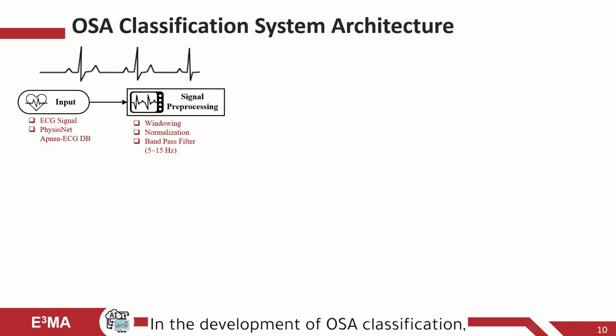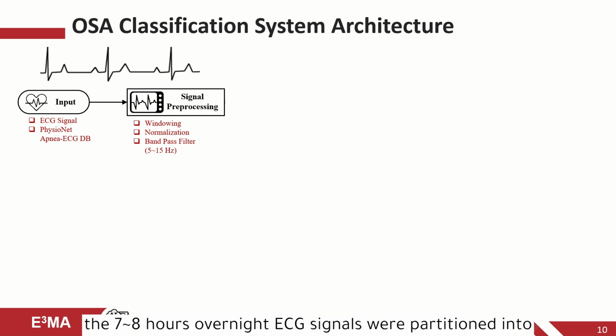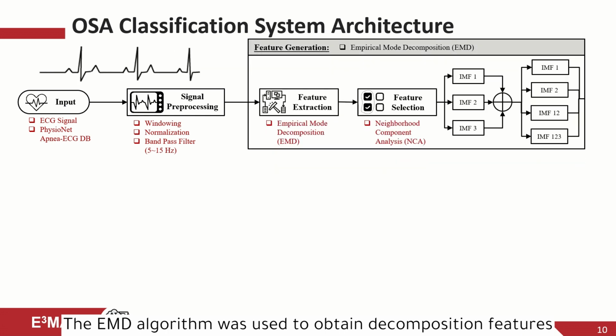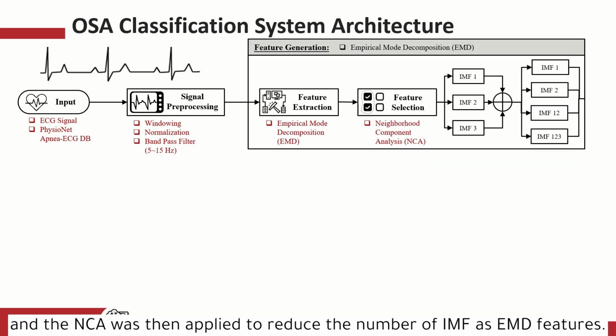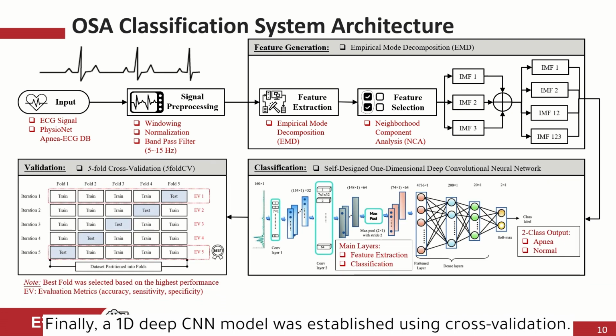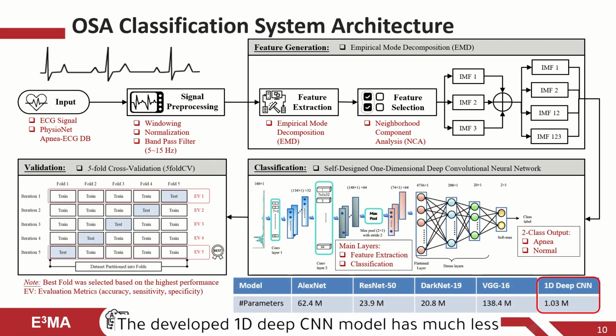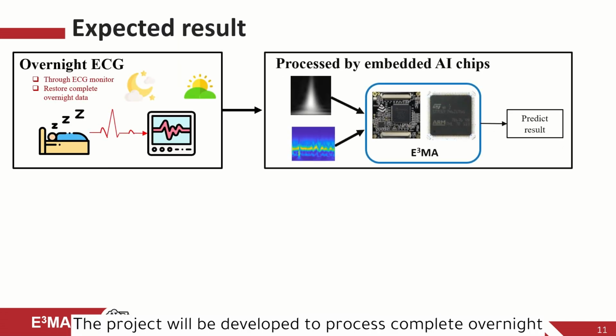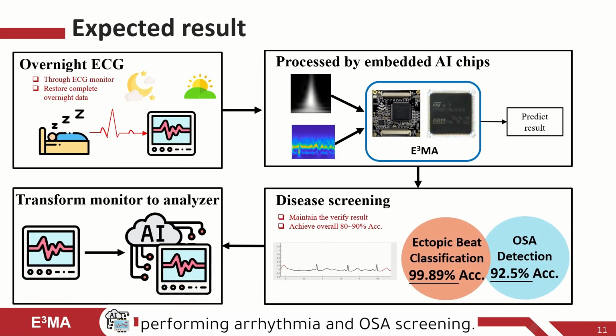In the development of OSA classification, the 7 to 8 hours overnight ECG signals were partitioned into subsequent 60-second ECG windows and were pre-processed. The EMD algorithm was used to obtain decomposition features, and the NCA was then applied to reduce the number of IMFs as EMD features. Finally, a 1D deep CNN model was established using cross-validation. The developed 1D deep CNN model has much fewer parameters than the pre-trained CNN models. The project will be developed to process complete overnight ECG recordings for the purpose of performing arrhythmia and OSA screening.